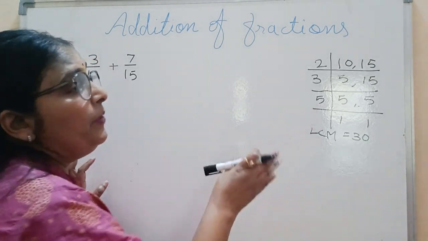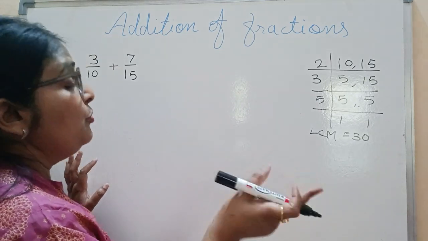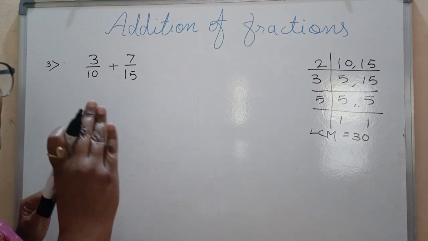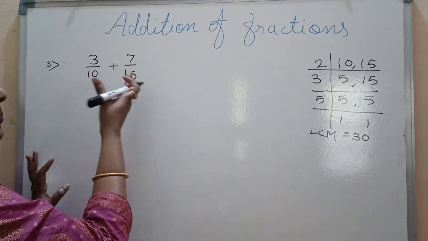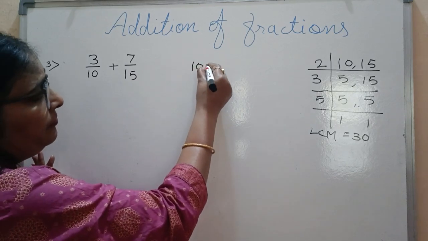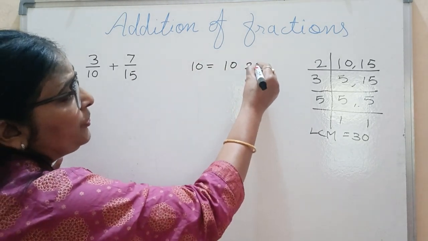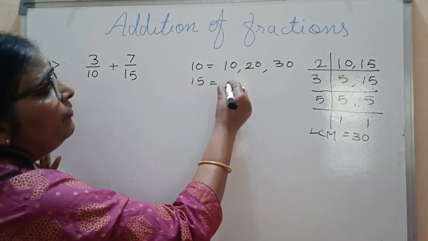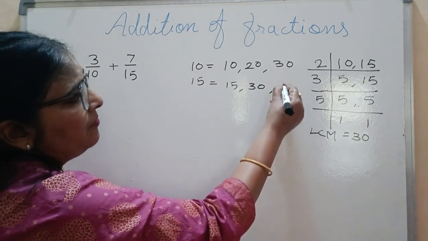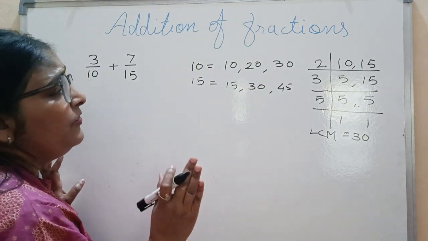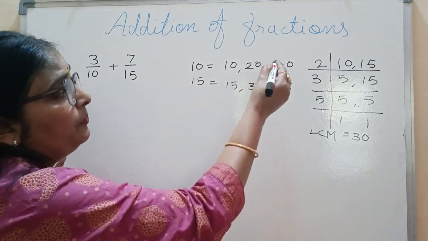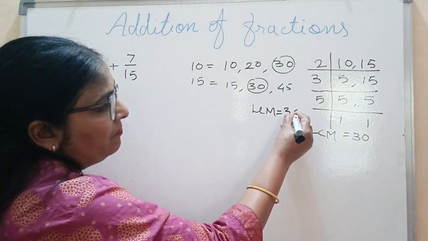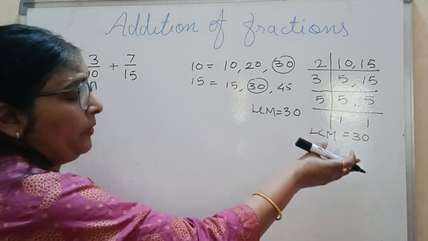But if your denominators are small, I will suggest you another method that I am going to tell now, that is by taking out common multiples. Okay. So 10's table and 15's table, both you know that. What is 10's table? 10, 20, 30, 40 and so on. Okay. 15's table, 15, 30 and so on. What is the first common multiple in 10's and 15's table? 30. So what will be the LCM? 30.